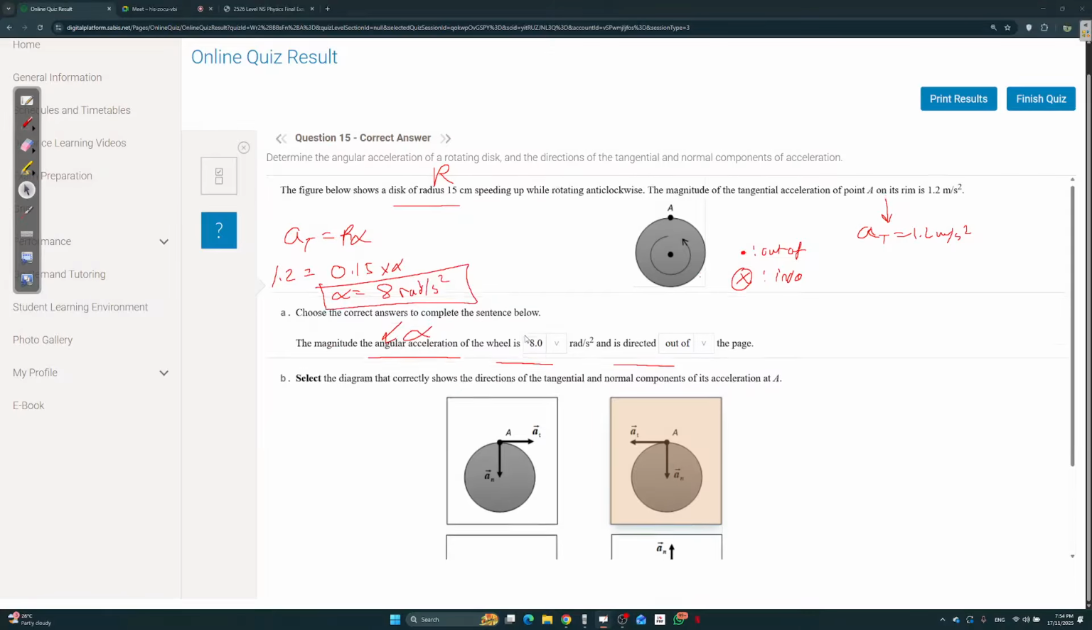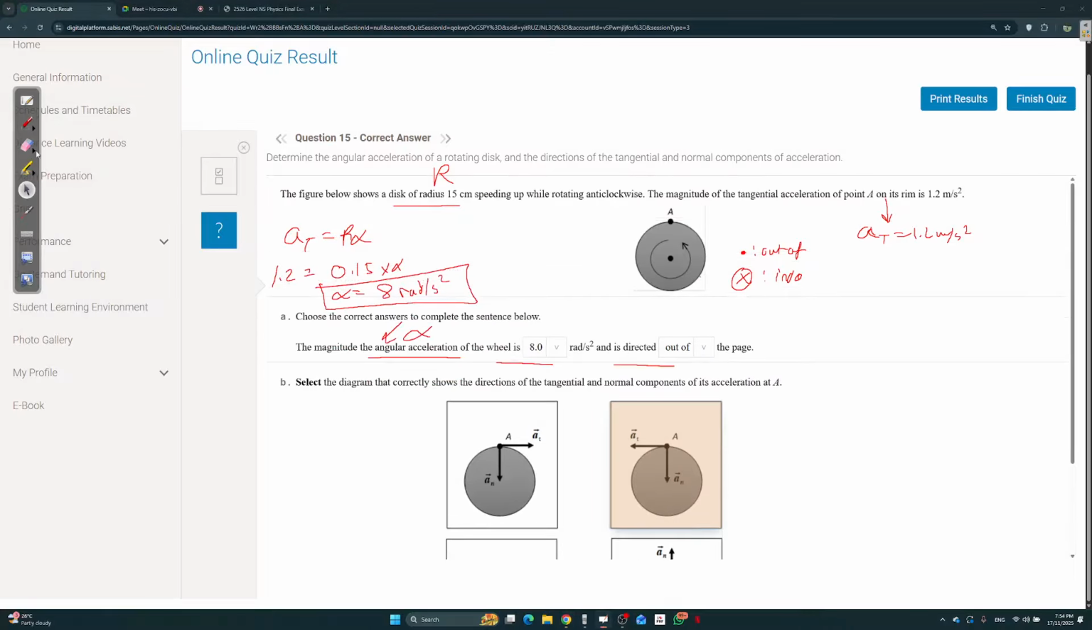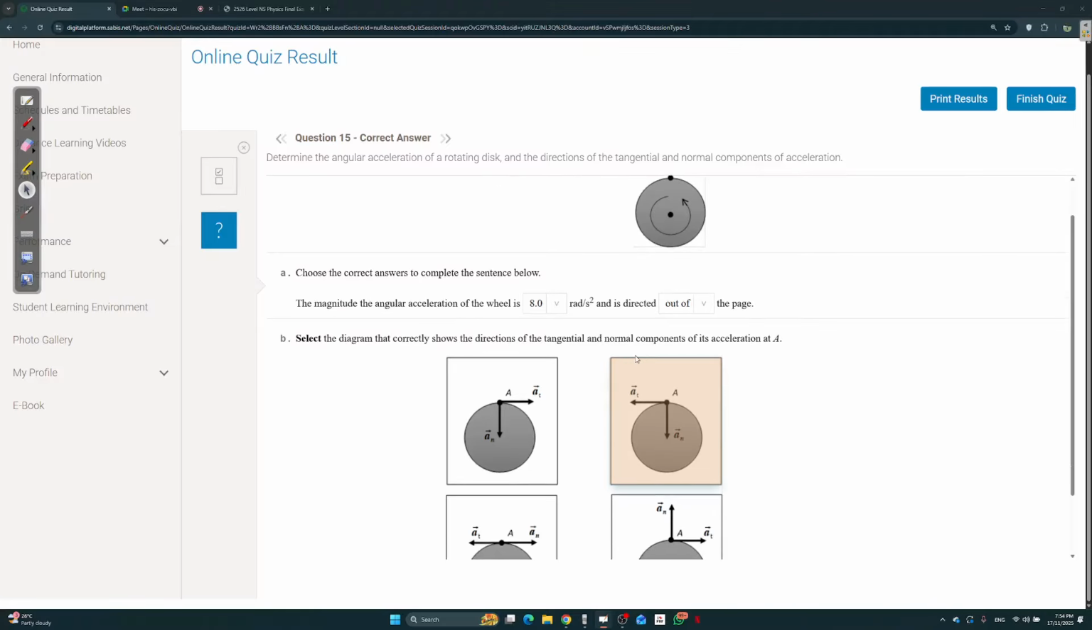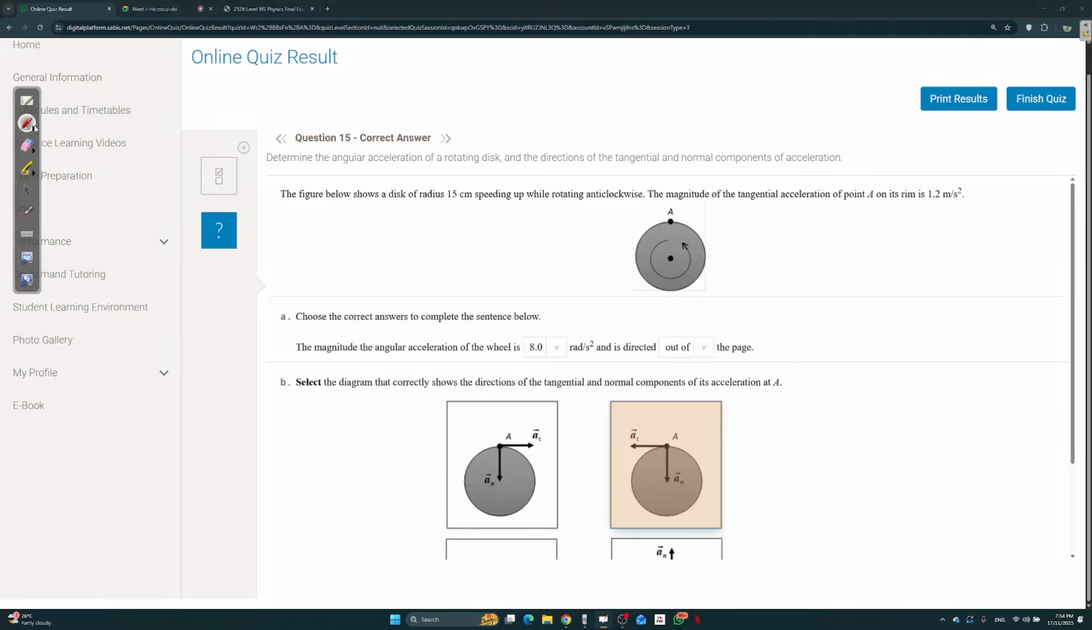Alright, moving on. Select the diagram that correctly shows the direction of tangential and normal components of acceleration at A. Always, the tangential component is the one on the tangent, so A tangential. The normal component, or centripetal component, like I told you, it has two names, normal and centripetal, is always towards the center. So easy.